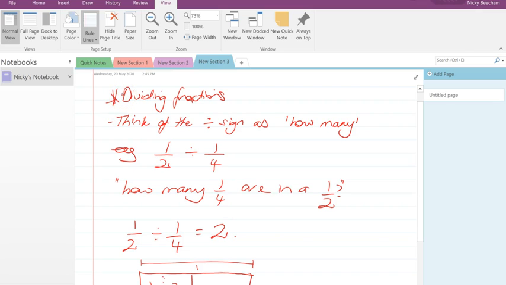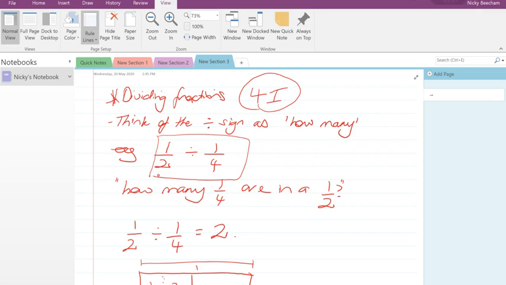In your textbook this is talking about chapter 4I, I believe. When we have fractions divided by other fractions, the question will look something like this: your first fraction, a division sign, and then your second fraction. The way to think about dividing fractions is instead of the division sign, think of or say "how many." So when I read this question I'm saying, how many quarters are in a half. That's essentially what the question is asking you.